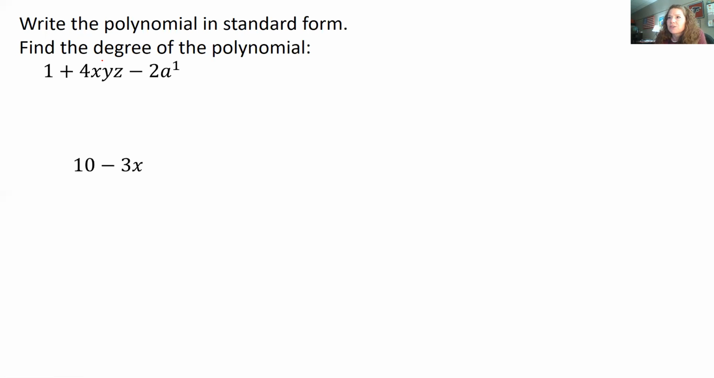So this one has a degree of 3. This is a 3rd degree. I typed a 1 here. I bet I meant to type something else. But anyway, this is 1st degree, and this is a degree of 0. So let's write it in standard form according to the degrees. So 4xyz minus 2a to the 1st power plus 1.